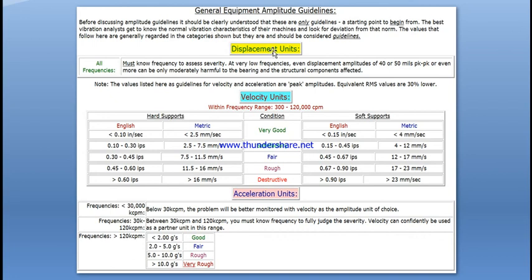And displacement at low frequency, even displacement amplitude or even more, can be moderately harmful. It's mainly if it's above 40 or 50 mils. So you use those guidelines in order to compare, as with velocity and acceleration.